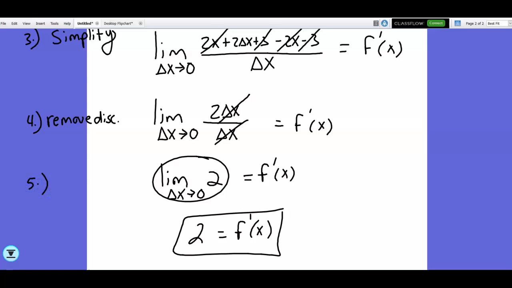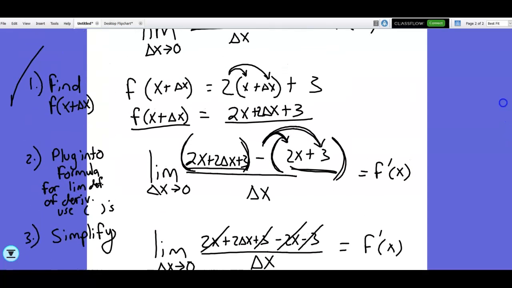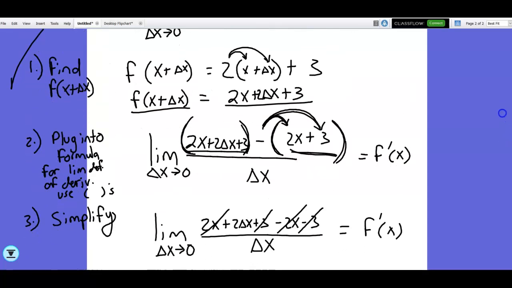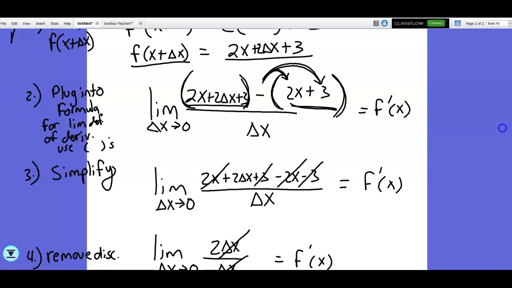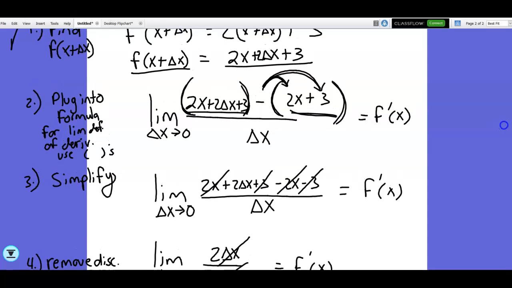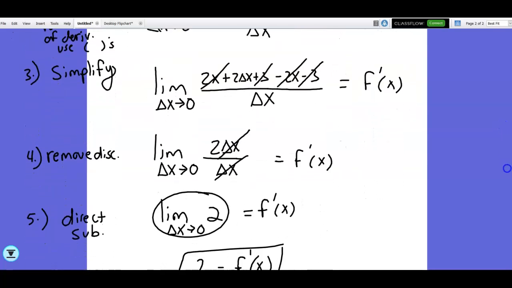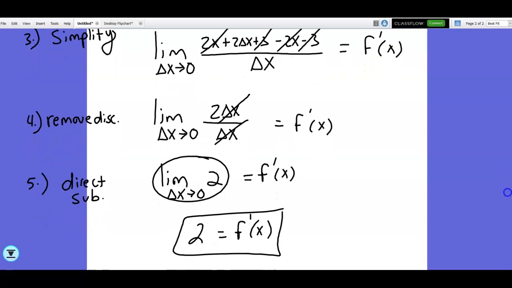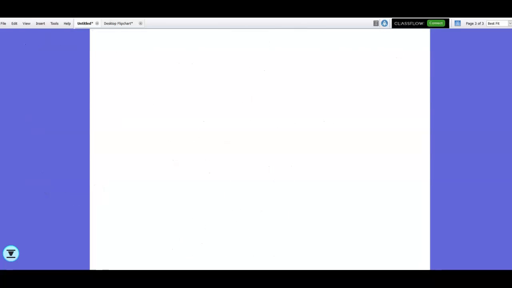Okay, and by the way, I would add another step over here. After you remove the discontinuity, you should be able to evaluate the limit with some direct substitution. Okay, so there's our steps. Step 1, find f of x plus delta x. Step 2, plug into your formula. Step 3, simplify. Step 4, remove the discontinuity. Step 5, direct sub, and you have your derivative. All right. So let's do an example that's a little bit like that for you guys now.